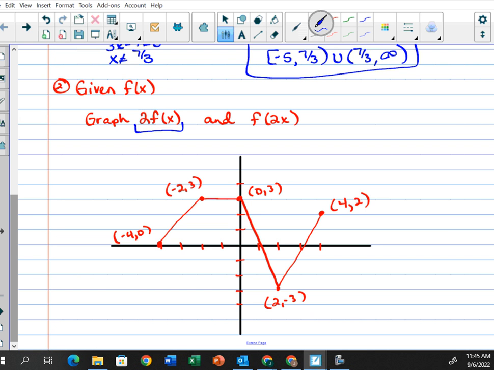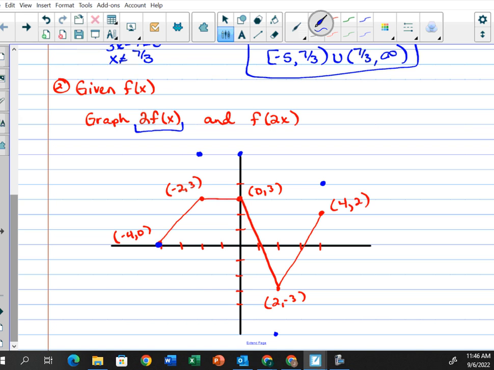What does a 2 out in front mean? Yeah, I see a lot of this. Multiply the y value by 2. So I'm just going to do each point and then connect and draw my new graph. So negative 4, 0, well, 2 times the y value, that's not going to change anything. Negative 2, 3 is going to end up negative 2, 6. Like that, and then 0, 3 would be 0, 6. 2, negative 3 would be 2, negative 6. 4, 2 would be 4, 4.